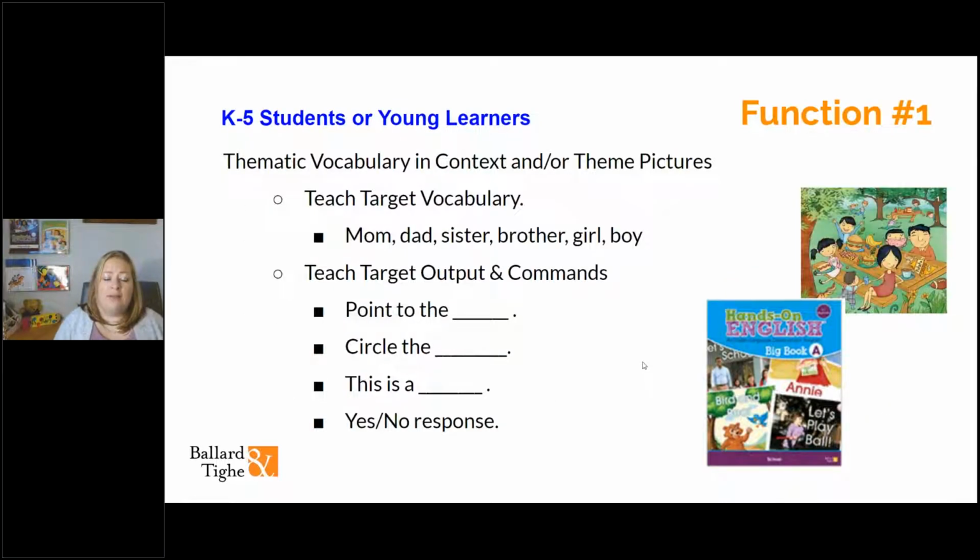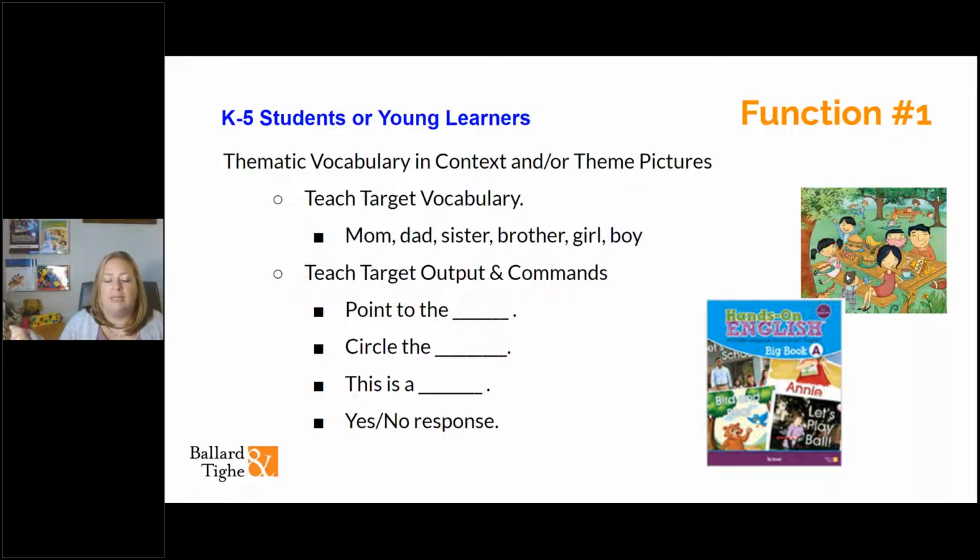But thematic vocabulary and context is also a really important part of this age group, and especially for just learning newcomers and learning vocabulary, more pictures the better, right? So we can teach thematic vocabulary using our theme and picture cards. We can look at the picture, like here we have the family, and ask the students to point out those target vocabulary.